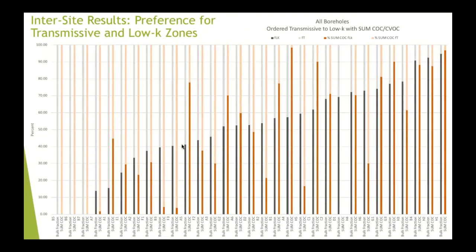We really want to understand the difference between the percent of the borehole that is low K and the total mass of contaminants in low K zones. And where there is this larger difference here, here, here, here, this is what is significant. And we want to calculate that difference between the columns, but also apply a statistical analysis.